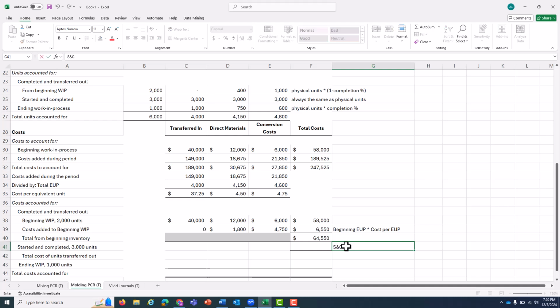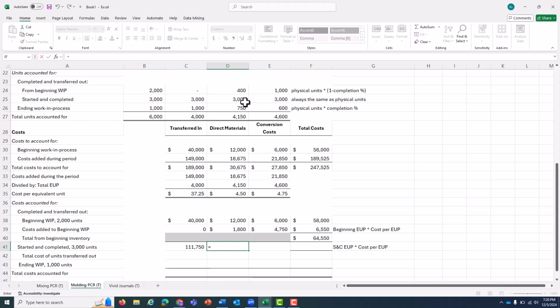S and C equivalent units of production, started and completed equivalent units of production, and multiply it by your cost per equivalent unit of production. And there were 3,000 units that got started and completed during the period. Each one of those cost us $37.25 in cost, which were transferred in from the mixing department. So those 3,000 units that we started and completed during the period cost us $111,750 in transferred in costs.